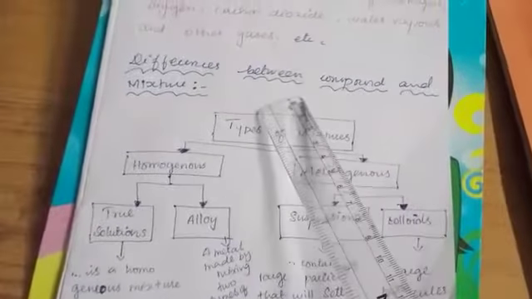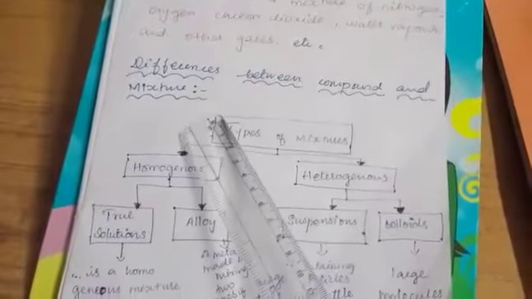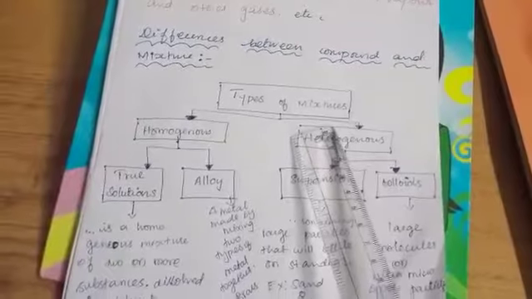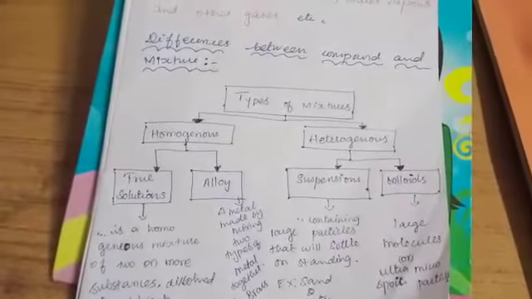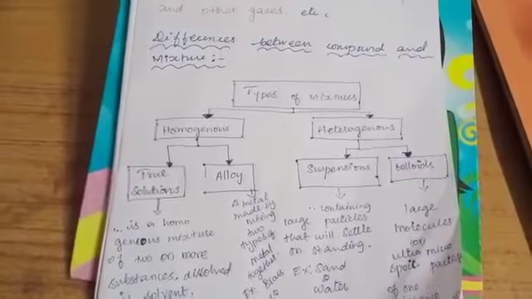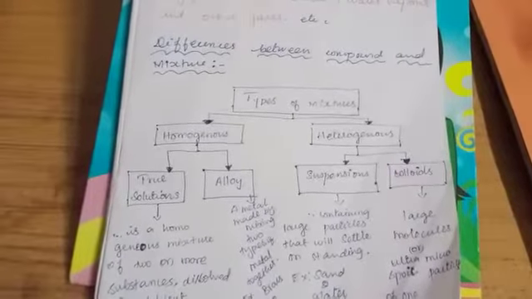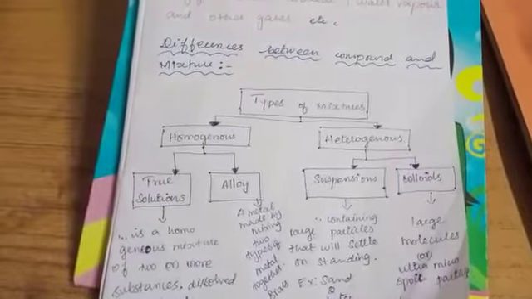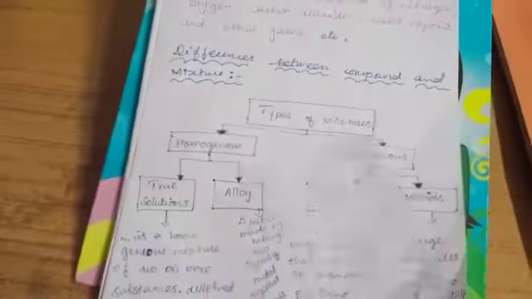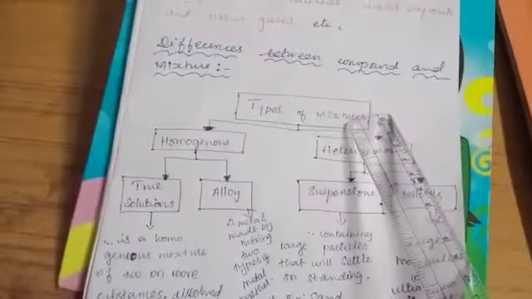Dear students, in the last class we saw the differences between compound and mixture. So in this video we are going to learn about types of mixtures. Most of the substances that we use in our daily life are mixtures. In some, we will be able to see the components with our naked eyes, but in most others the different components are not visible. Based on this, types of mixtures can be classified into two categories. They are homogeneous and heterogeneous.